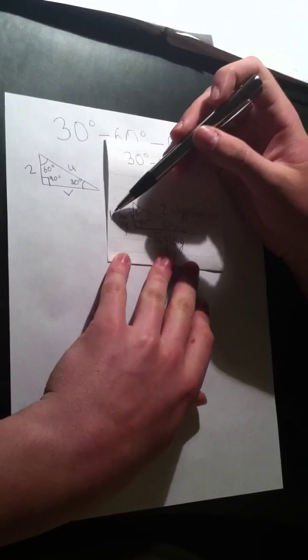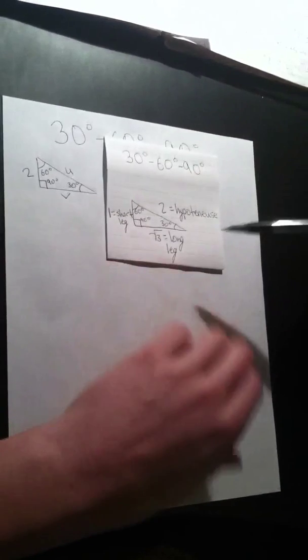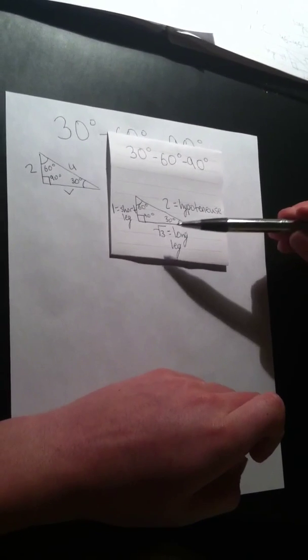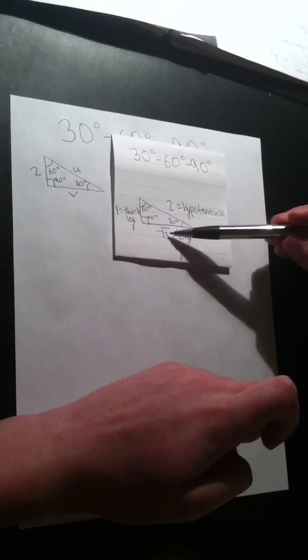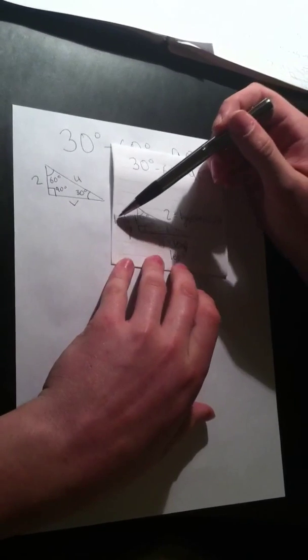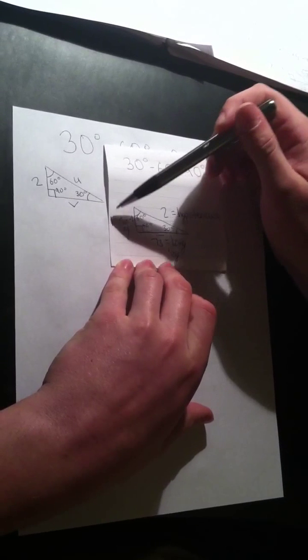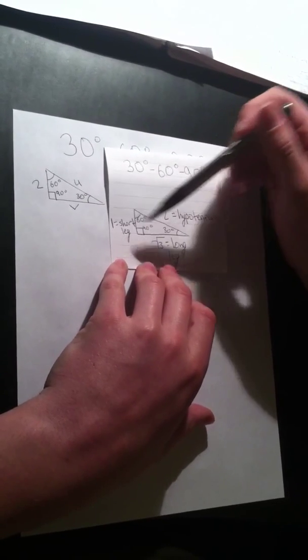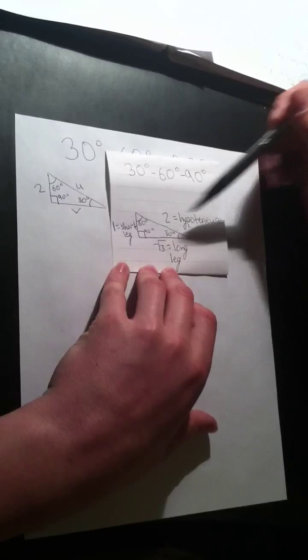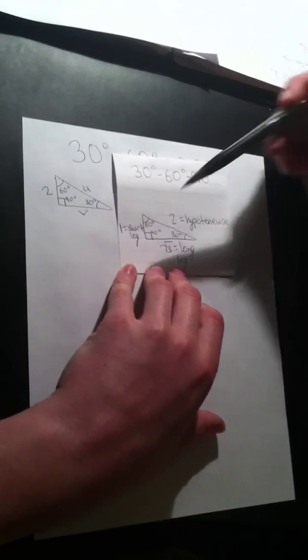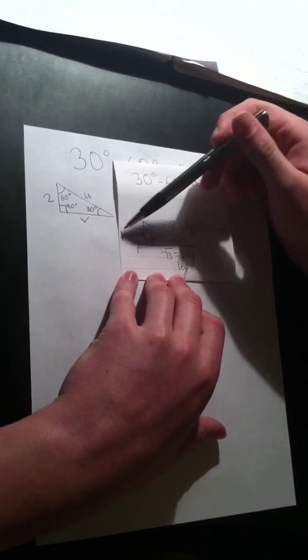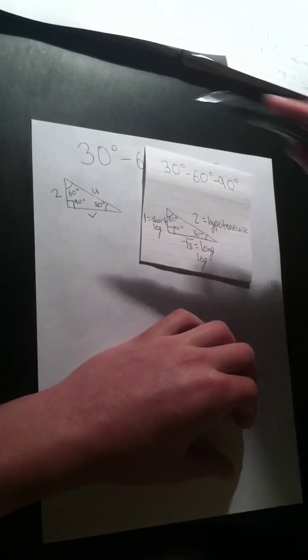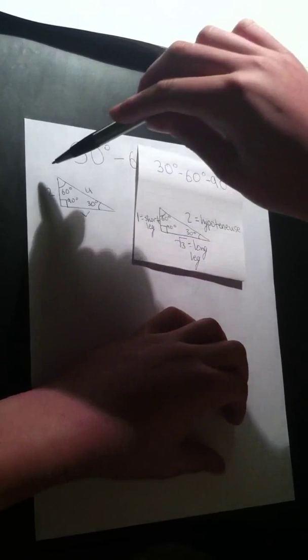Okay, so if our short leg is equal to 1, then our long leg is going to be equal to the square root of 3, and how we get that is we just put the number of the short leg in front of the square root of 3, and the hypotenuse is going to be double what the short leg is. So in this case 1 times 2, so that's our hypotenuse. So right here we know that our short leg is equal to 2.